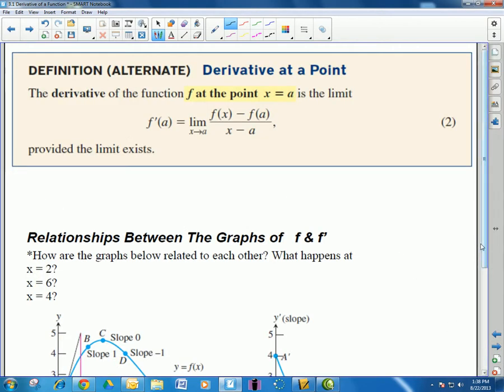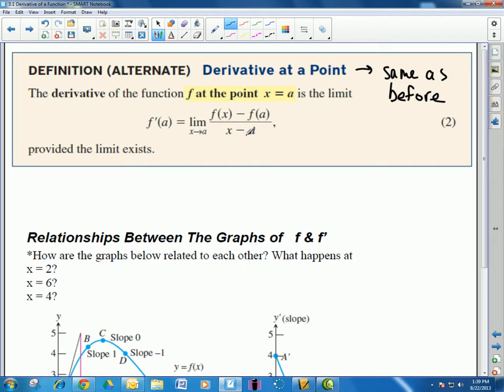Okay, so you can see it's not much different really than what we ended up doing at the end of last chapter. Not much different at all. So now we're looking at the derivative at a specific point, which is pretty much the same thing. All right, so this is what we were doing before, but it just looks a little different.